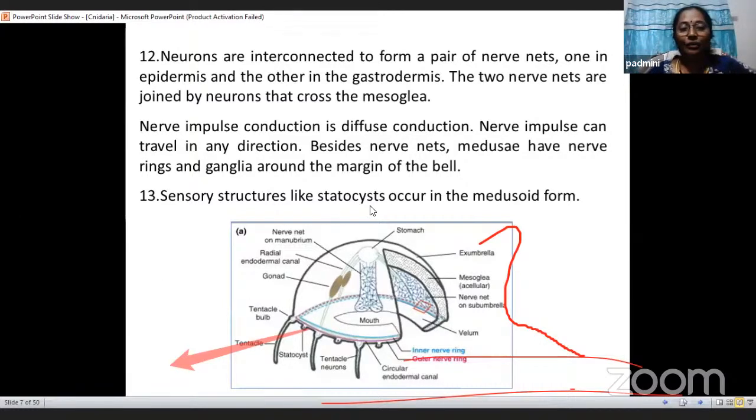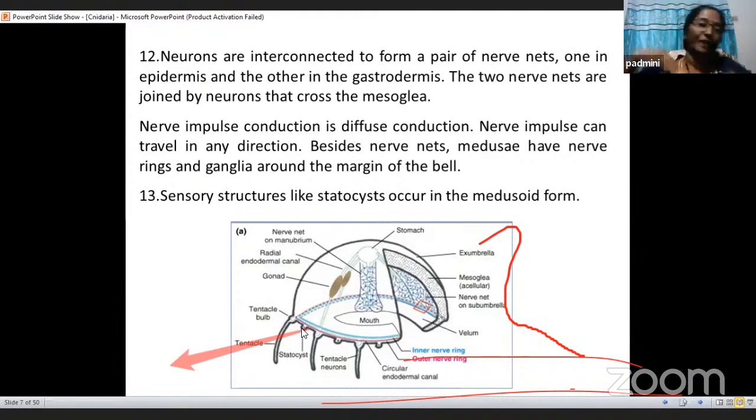Sensory structures like statocysts occur in the medusoid form. So this is a statocyst. What is the function of a statocyst over here? As the name indicates, they are sensory in nature. That is, anything touches them, they have sense organs. If the jellyfish has fallen upside down, what happens? They have to come back to their position. How do they come back to their position? It's because of sensory structures like the statocyst, which tells the animal that they are upside down, come back to your position.